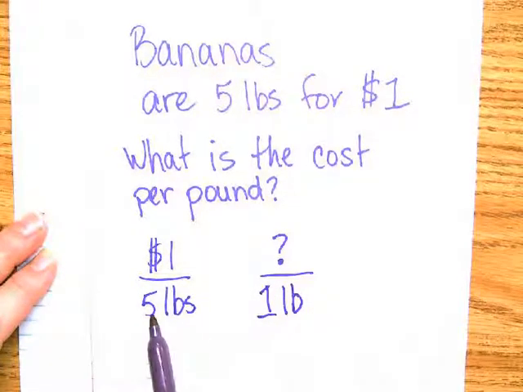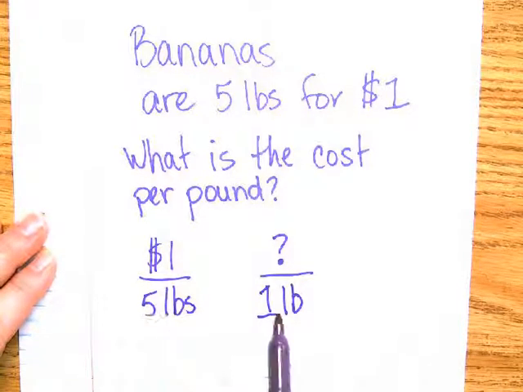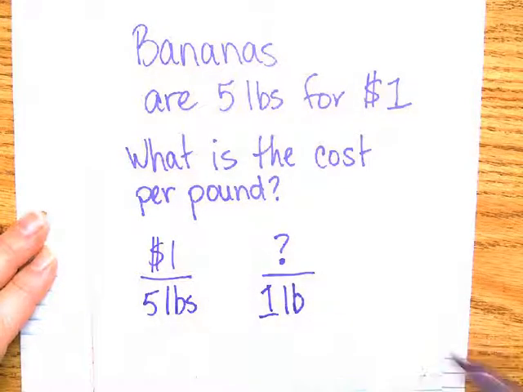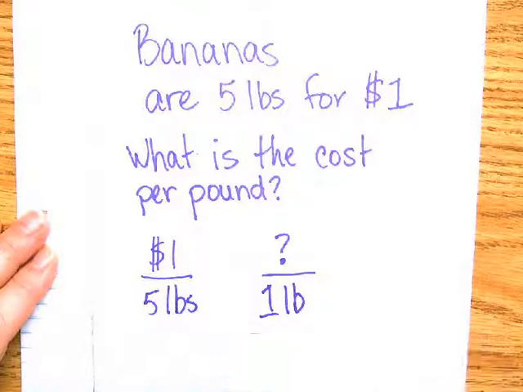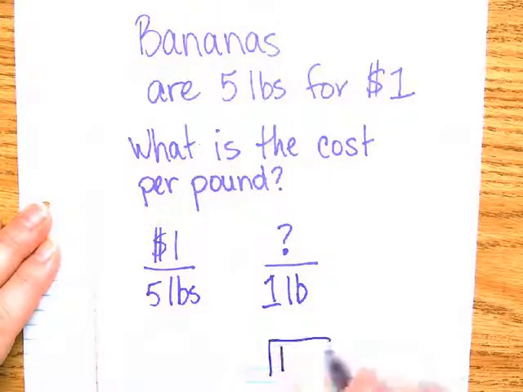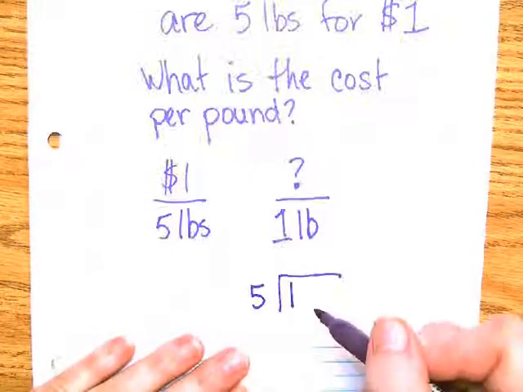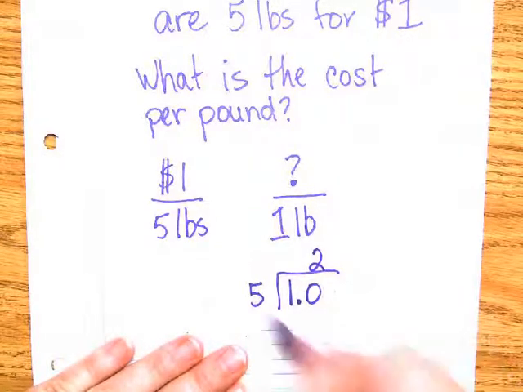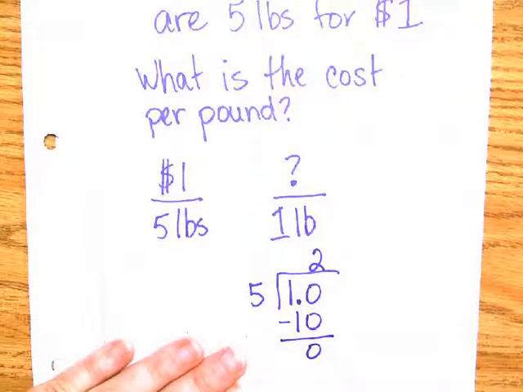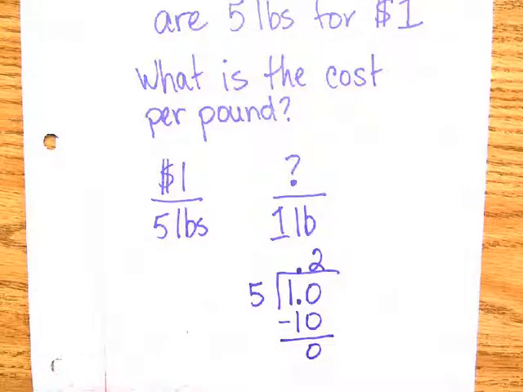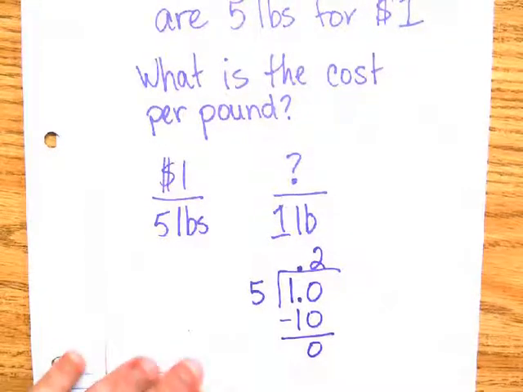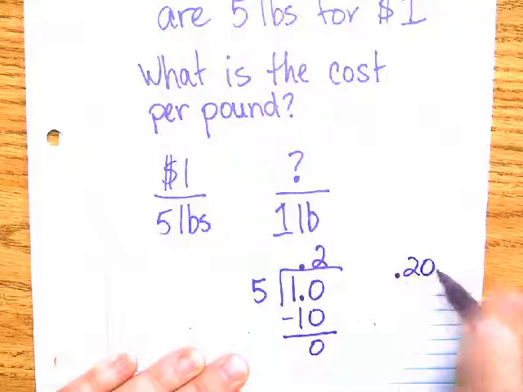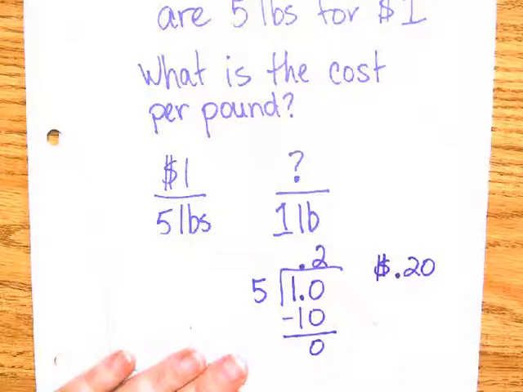How did I get from 5 to 1? Well, I divide by 5. So I would have to take 1 divided by 5. If I take $1 and divide it by 5, I am going to have to add my decimal point and a 0. 5 goes into 10 twice. 2 times 5 is 10. I can bring my decimal point up, but that doesn't really look like money like I know it. So I need to add a 0 so that I have $0.20, so it's 20 cents per pound.